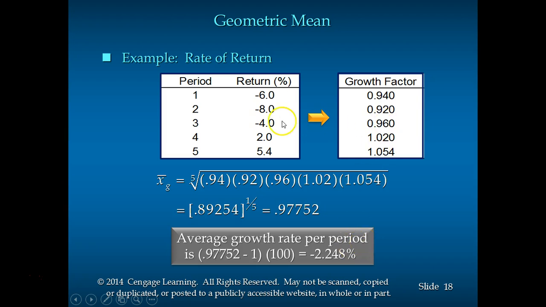You convert these into growth factors first, then you multiply the growth factors together, and you take the fifth root. Then the growth rate per period is minus 2.248%. Okay, everybody? So that's how it is. Again, I'm not going to test you. It's kind of tricky stuff, this geometric mean. But let me tell you intuitively where it's used, and you can figure it out on your own if you would like.